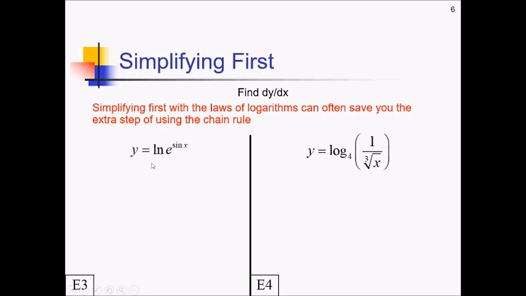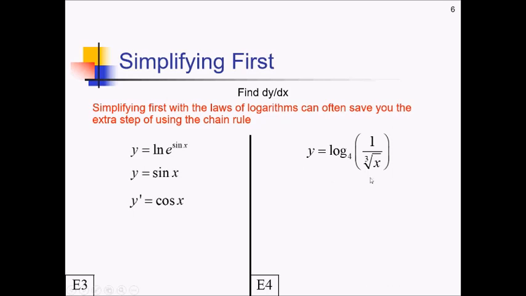All right, so for example 3, we're taking the ln of e to something. Well, ln and e cancel out, so you really just have the function y equals sine of x. And the derivative of that is just cosine of x. So that's a lot nicer than doing derivative of ln, derivative of e, derivative of sine.